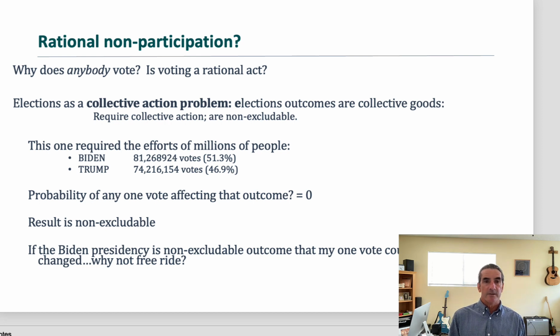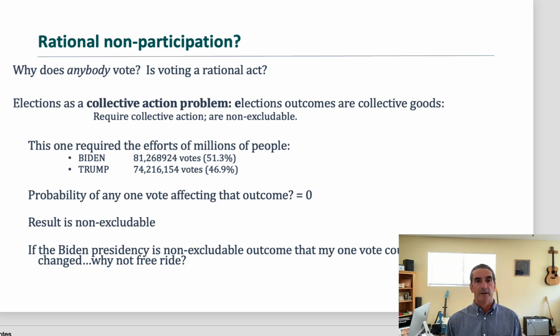In the 2020 election, over 81 million people voted for Joseph Biden, and over 74 million people voted for Donald Trump. That is, quick count, 155 million people bringing about this election outcome, and the election outcome is non-excludable. So you put those two things together, your odds of influencing that Biden versus Trump election, your one vote in a sea of 155 million votes, you're not going to affect anything. And since the result is non-excludable, the Biden presidency is a non-excludable outcome. You enjoy it, you suffer from it, whatever your perspective is, but your vote wouldn't have changed it.